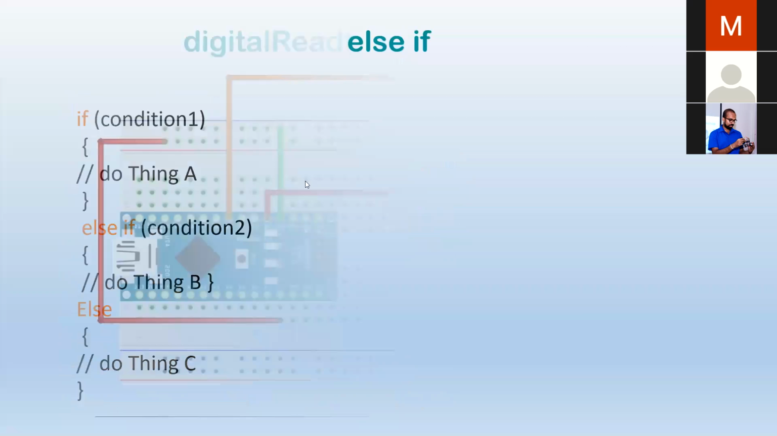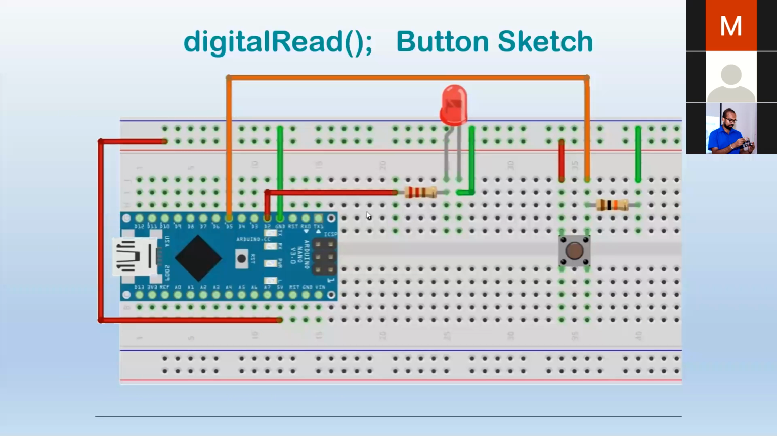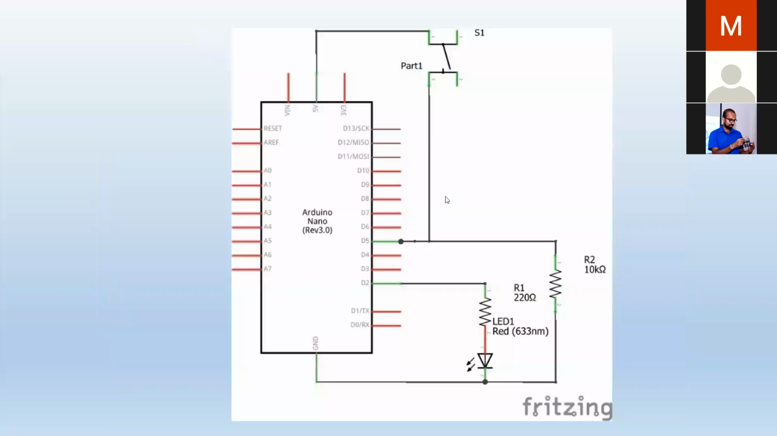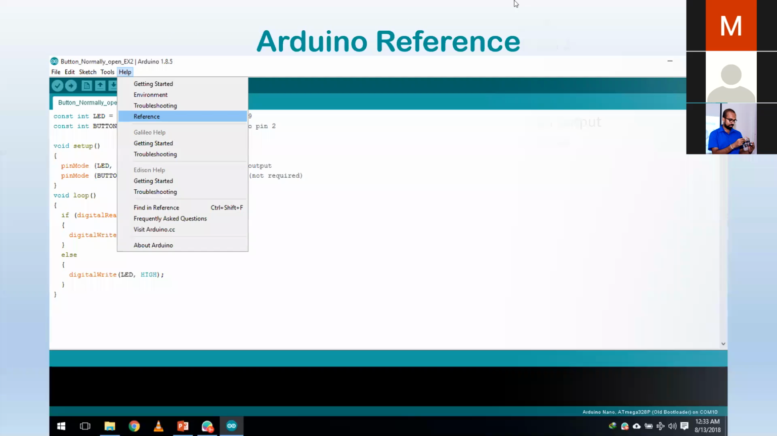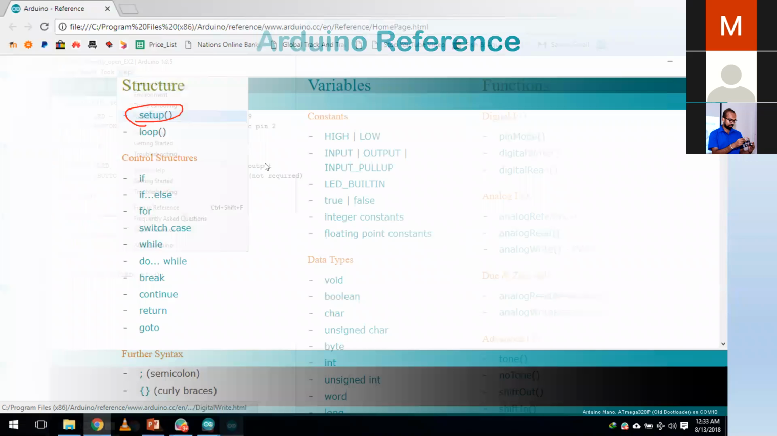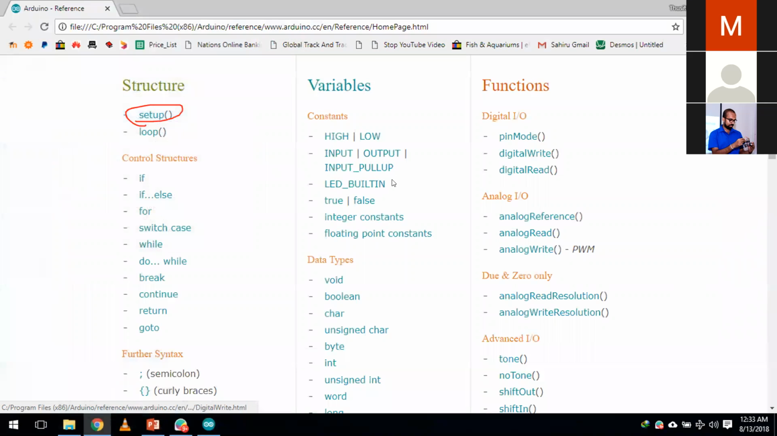Else if, we have done that. Reading in the button and debouncing, we did talk about that. There are mechanical and software debouncing. So this is the Arduino reference I talked about earlier. When you go to Help and click Reference, it is going to open up this page in your browser, and you can click each of these things and read more about what those keywords do, right?